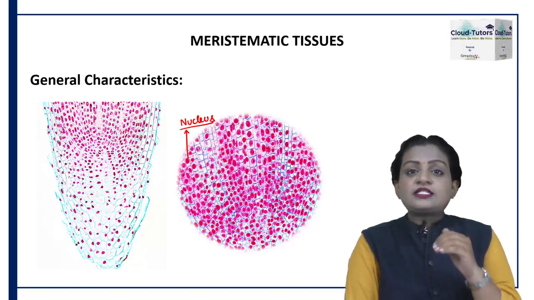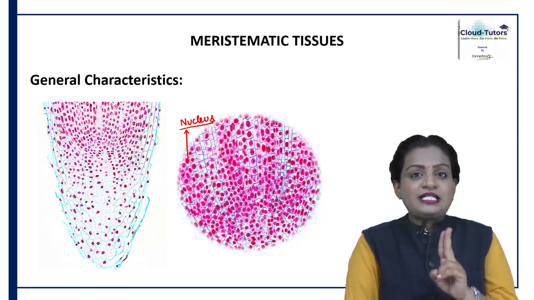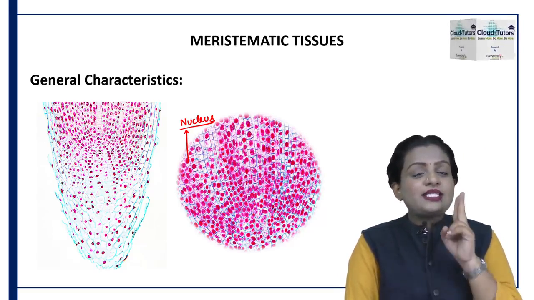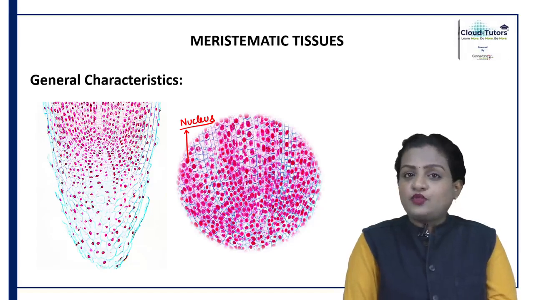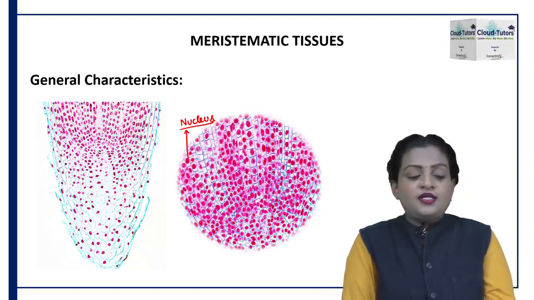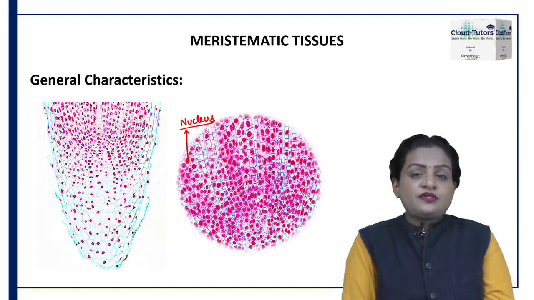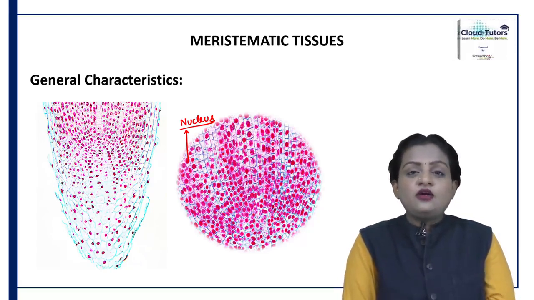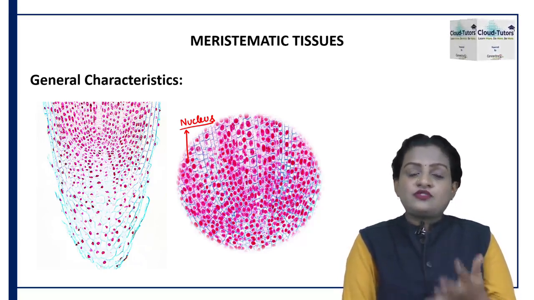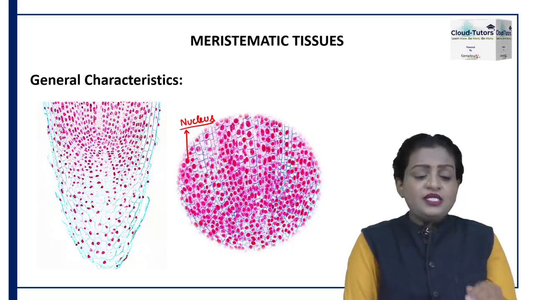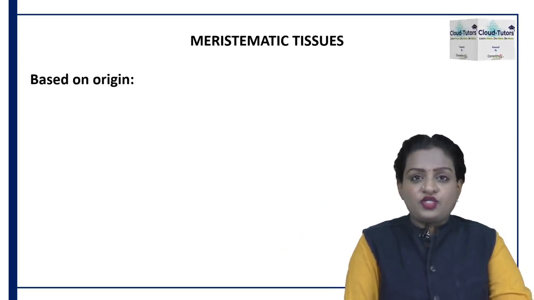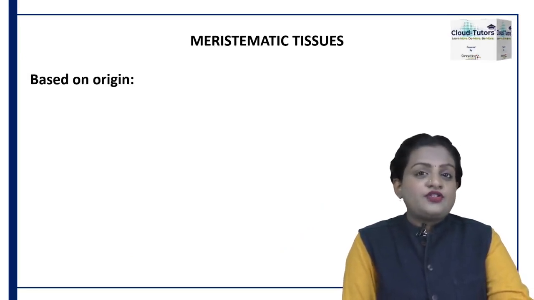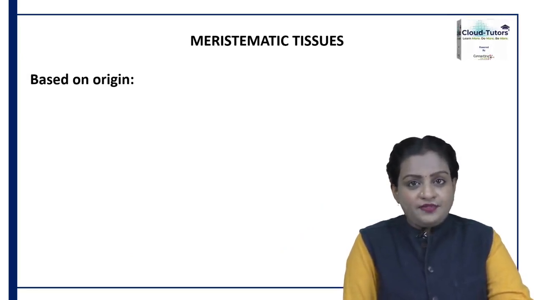So if you see, there is no space between two cells, that is, they are compactly arranged, there are no intercellular spaces. Space is not seen between two cells. These are the general characteristics. Now if I have to divide meristematic tissues based on certain criteria, there are two main criteria. First criteria is based on origin. So when do they originate in the life cycle of a plant?